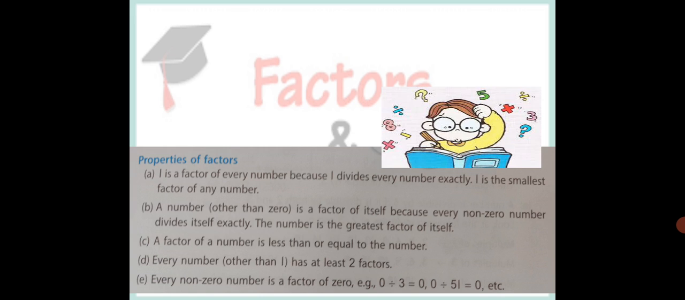Every non-zero number is a factor of 0. The last property of factor is every non-zero number is a factor of 0. That means, for example, if 0 is divided by 2, the answer will be 0. Another example, if 0 is divided by 51, then also the answer is 0.